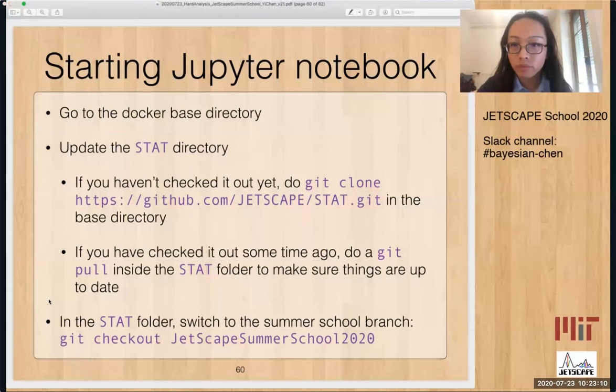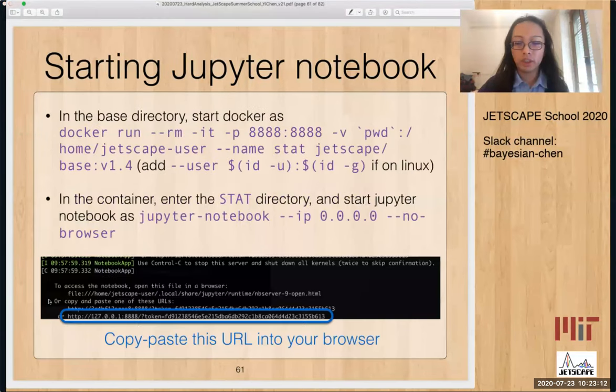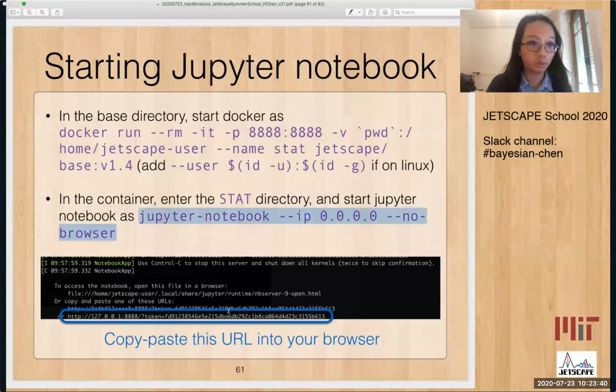Okay, then once you have that, let's start the Docker. The most important thing here is we need this port forwarding when we start the Docker. Otherwise, you will not see the Jupyter notebook. Let me clear this now. Then you start Jupyter notebook like this, and copy paste this URL into your browser.